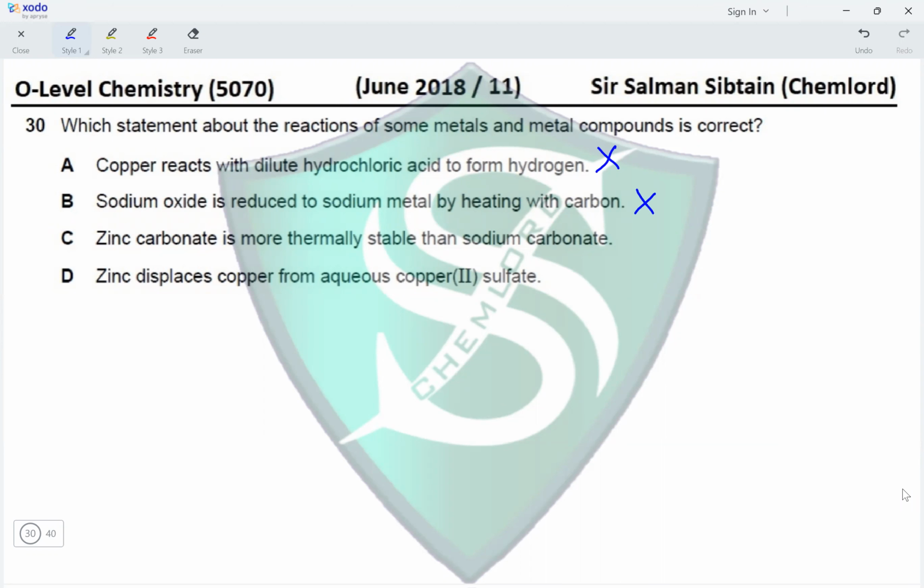Zinc carbonate is more thermally stable than sodium carbonate. No, it is not. It is less thermally stable because the zinc ion is an ion with a greater radius. So it would decompose more easily. And zinc displaces copper from aqueous copper sulfate. Yes, zinc is more reactive than copper and will displace copper metal from copper sulfate, taking its place and forming zinc sulfate. So the correct option for this question is option D.